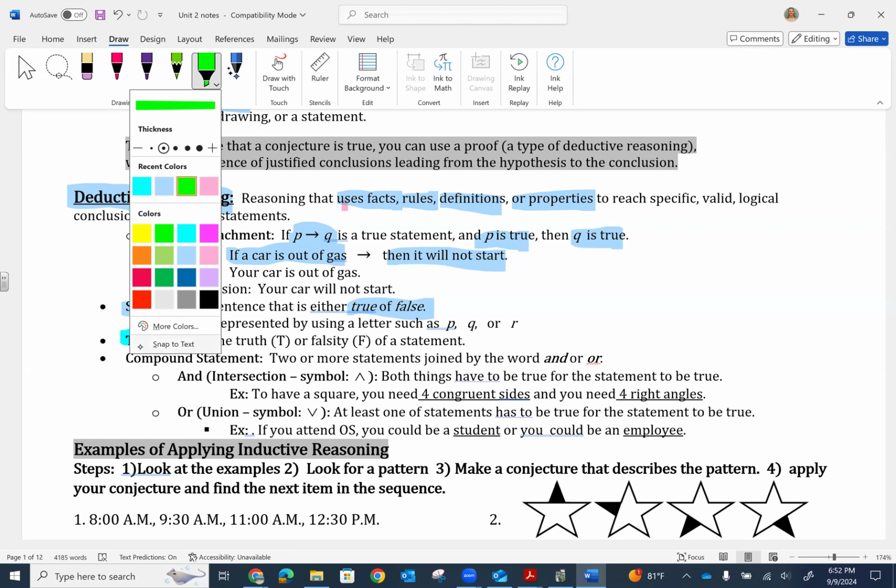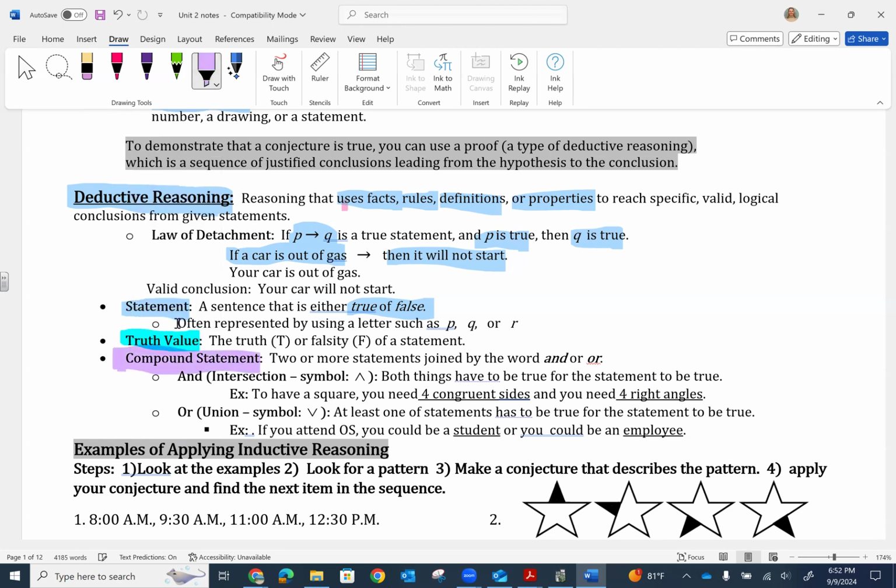So a compound statement, let's talk about this. A compound statement is when you have two things going on and they might have an "and" or they might have an "or." What do you mean? Well, an "and" means that you have to do both this and this. Like if your mom says you have to do chores, this and this, you got to do both. Well, to have a square, you have to have four congruent sides and four right angles. If you just had four right angles, you might just have a rectangle.